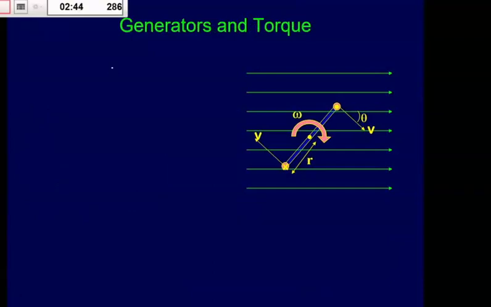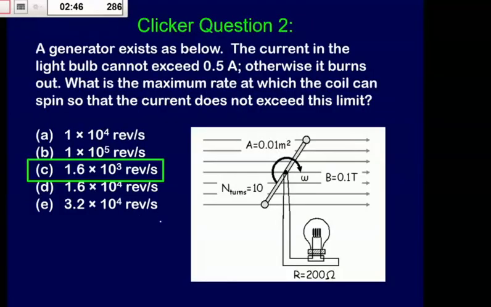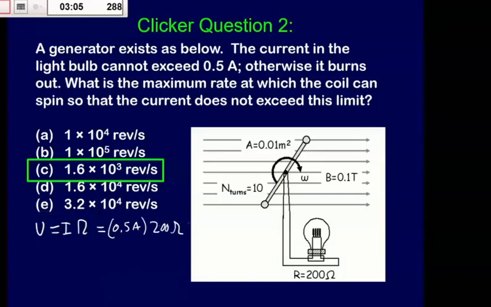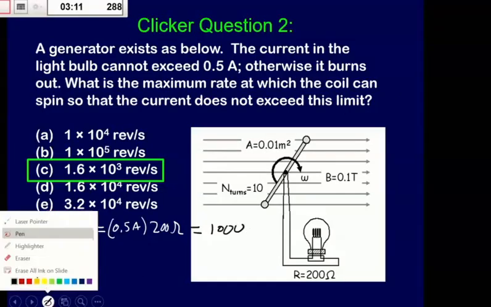First, what's going on here is you've got V equals IR. You look at this light bulb and say the maximum current before it burns out is 0.5 amps, and its resistance is 200 ohms. When I go through and do that, I get that the light bulb can have a maximum of 100 volts across it.